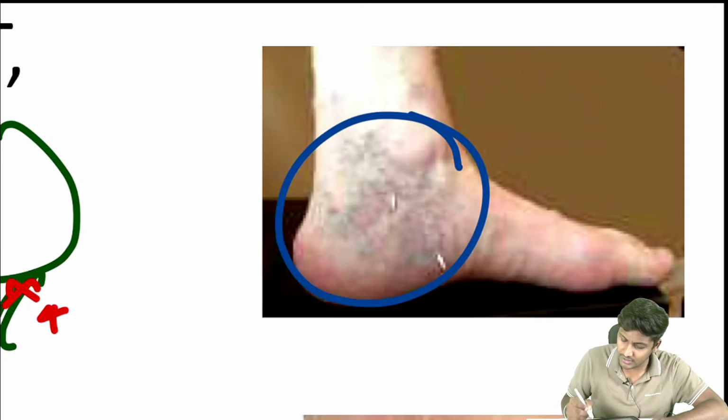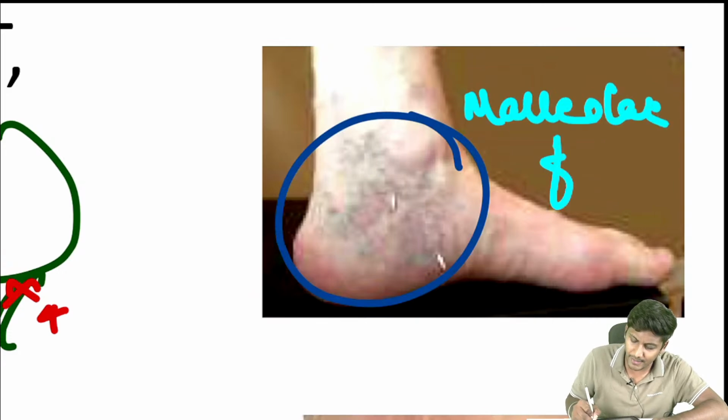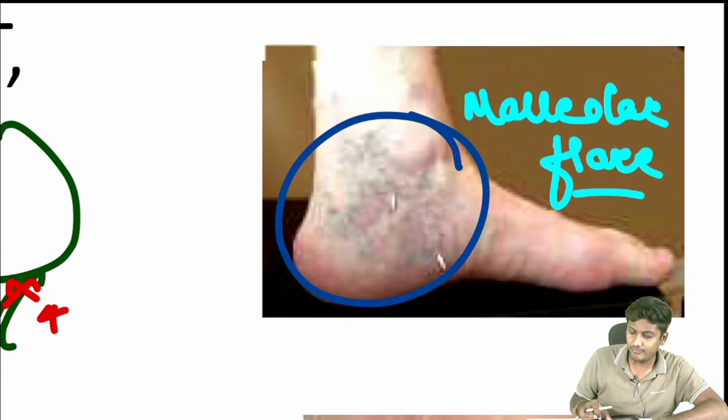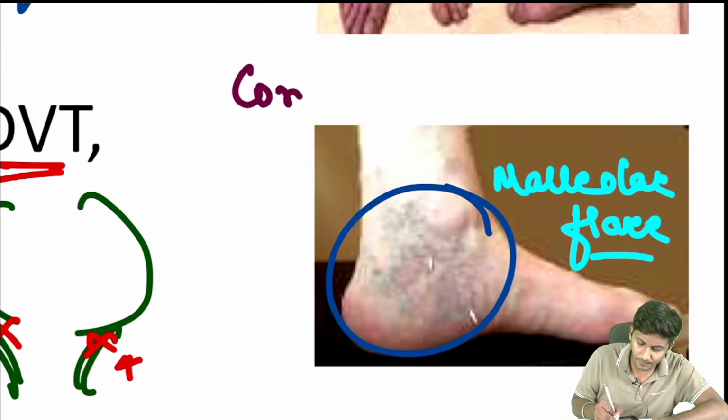This is classically, बच्चे, called a malleolar flare. इसको malleolar flare बोलते हो, fan-like pattern of telangiectasia or fan-like pattern of the dilated veins, or we can even call it coronaphlebectasia.